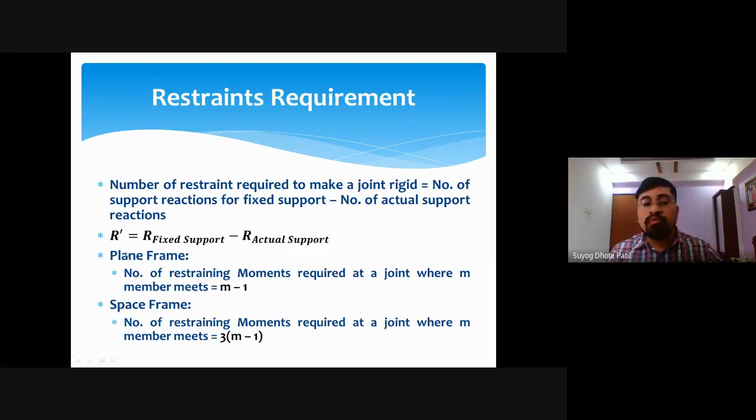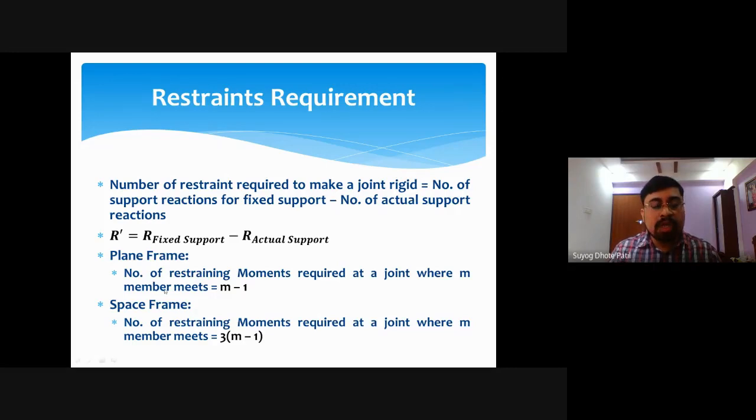R dash is totally dependent on the number of reactions for a particular support. For example, if the fixed support is compared with a hinge support, 3 minus 2 will be 1. So the R dash value will be 1. The additional restraint required to make it fixed will be 1, so we have to provide one reaction to make it fixed.